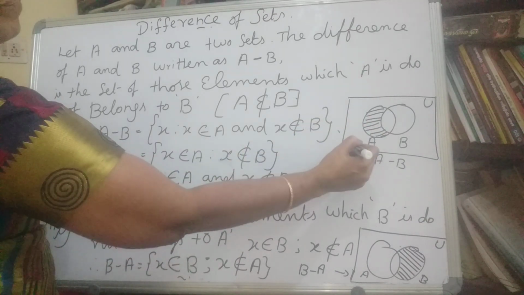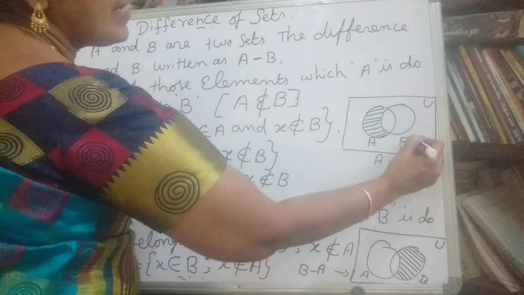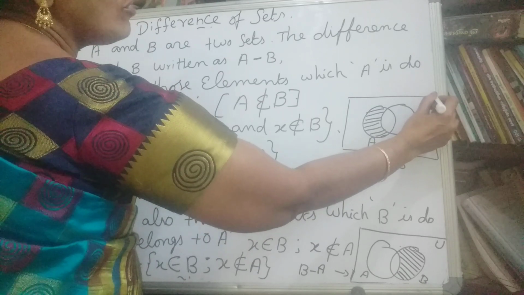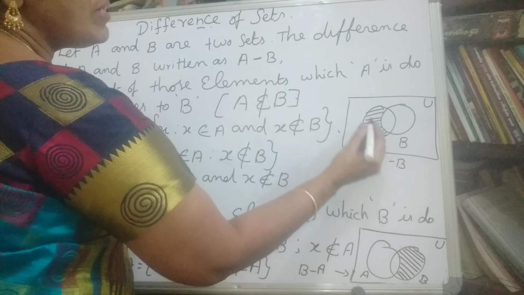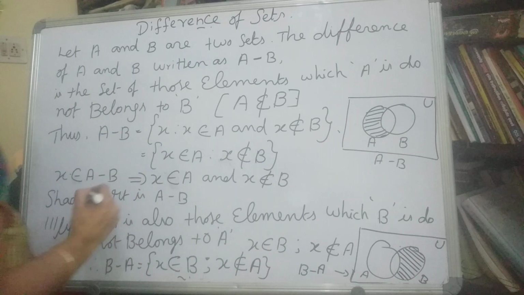This figure: this one is A, this one is B, this one is the universal set. The shaded area is A minus B.